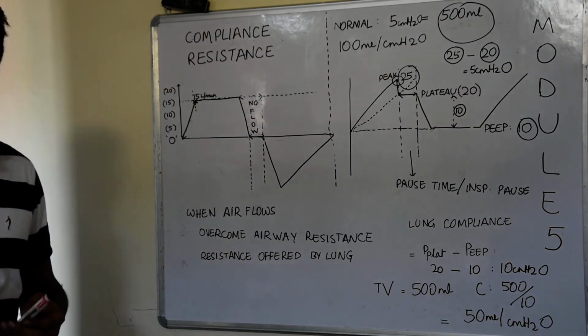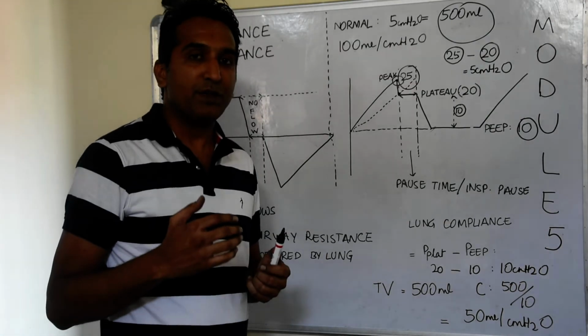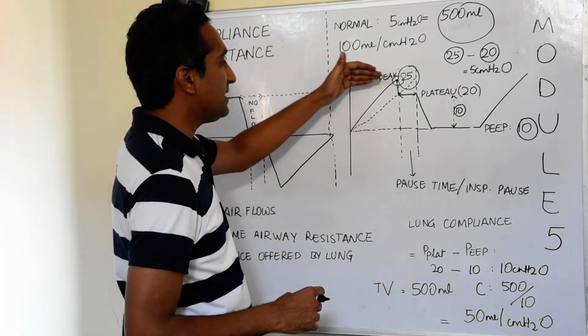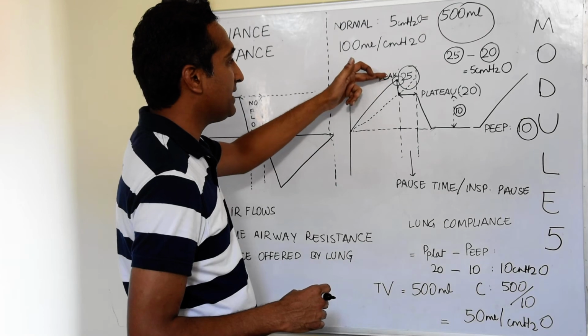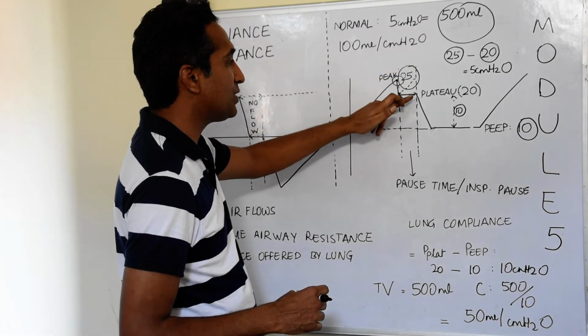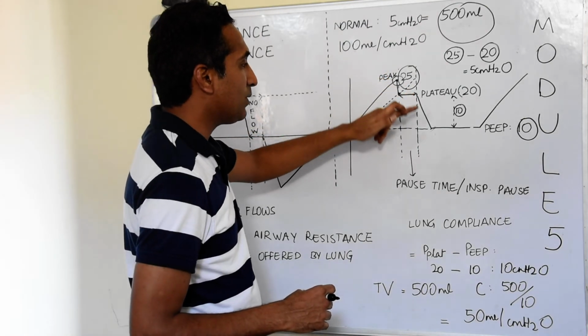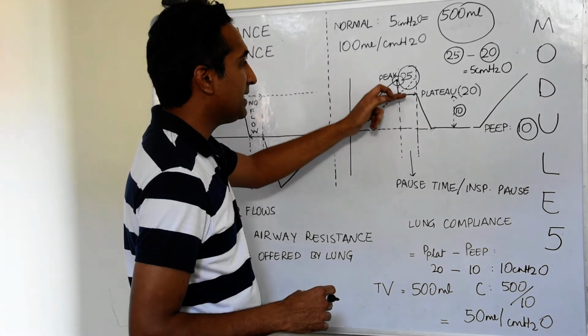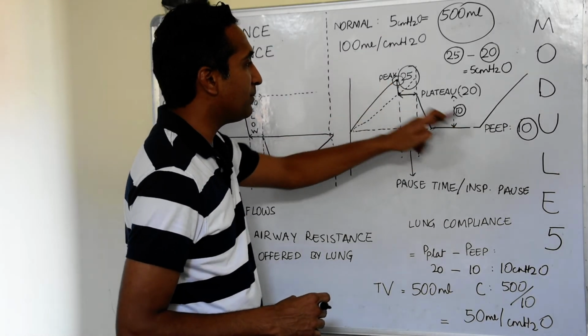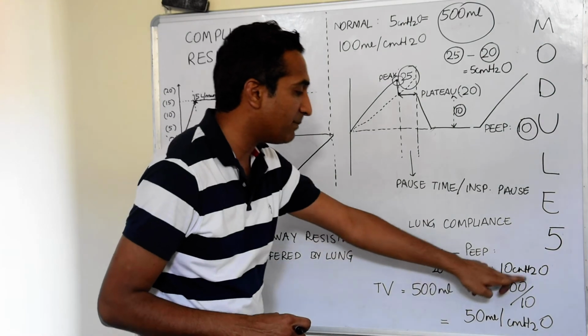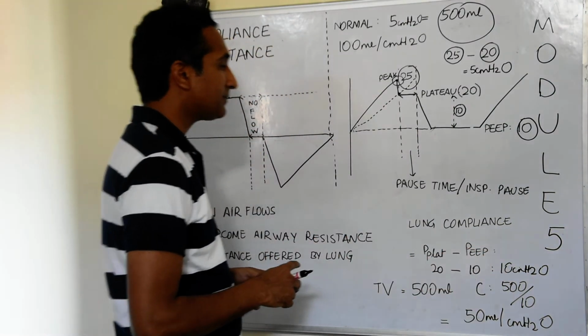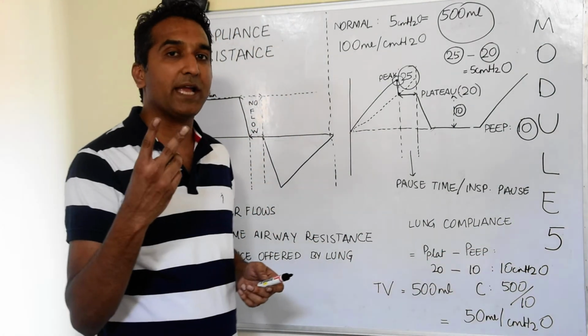This is to tell you that in a volume control mode, we can check the resistance offered by the airways by deducting the plateau pressure from the peak pressure. We can calculate the compliance of the lungs by deducting the PEEP from the plateau pressure and then dividing it by the volume delivered. So it gives us two ideas.